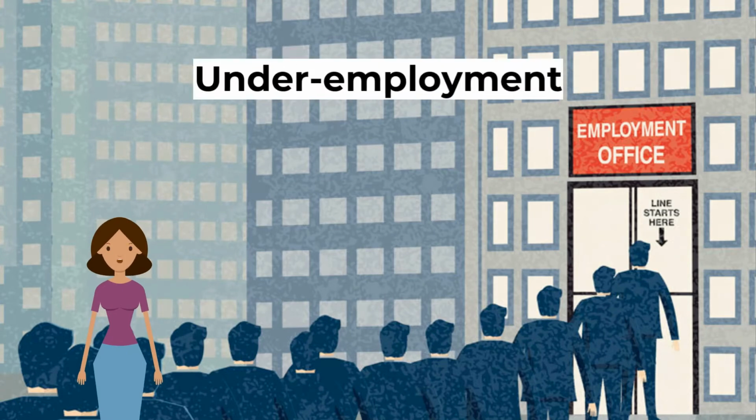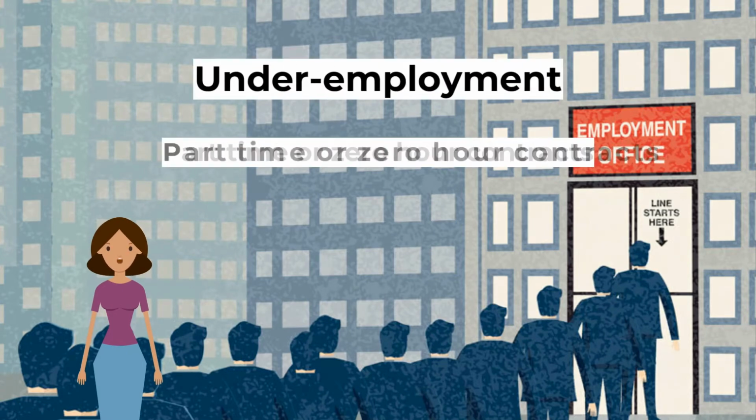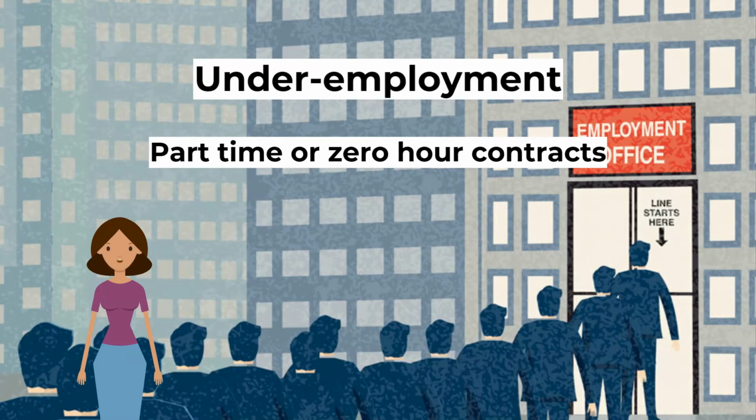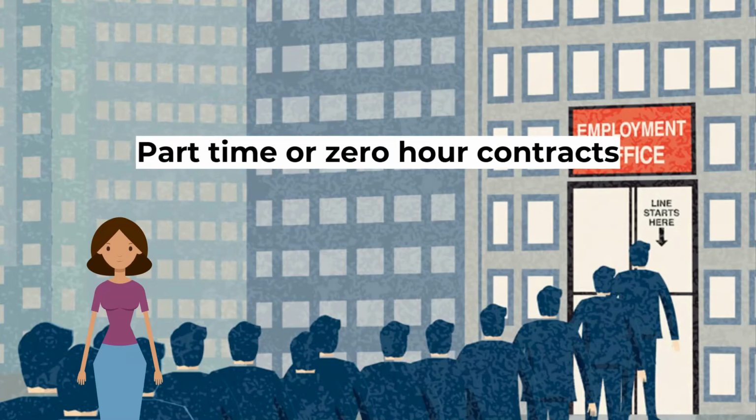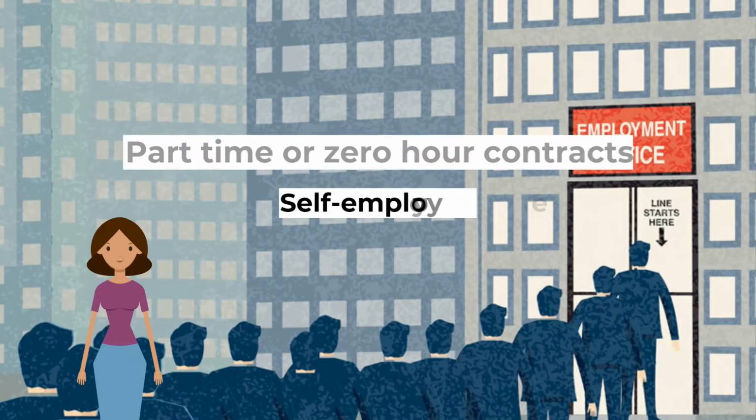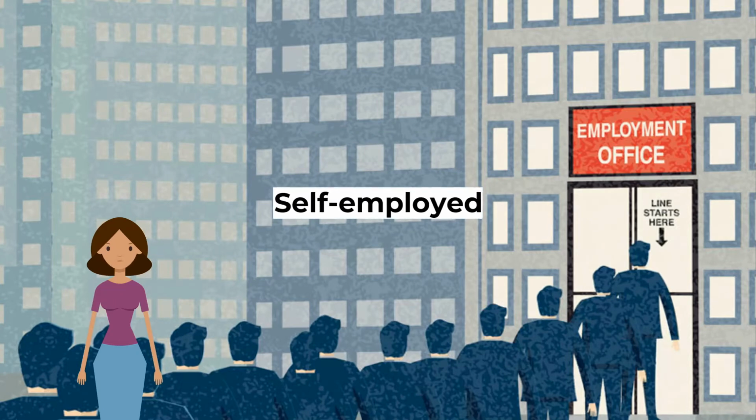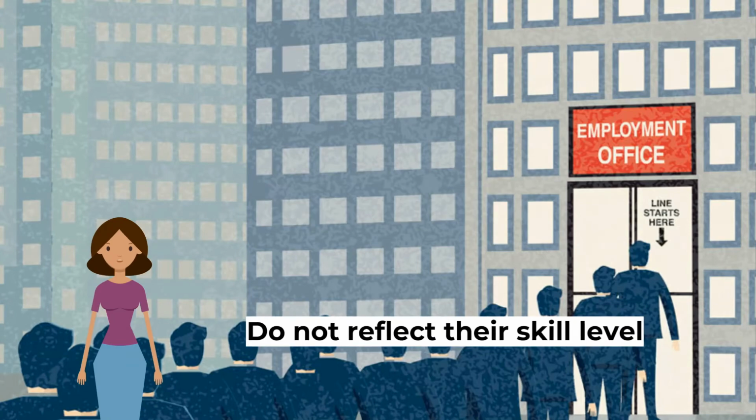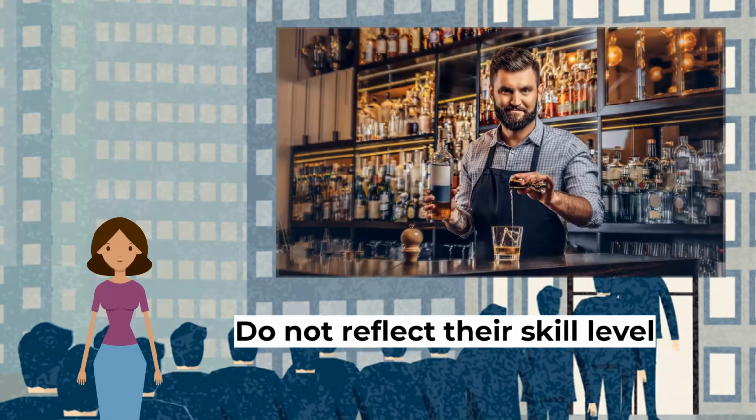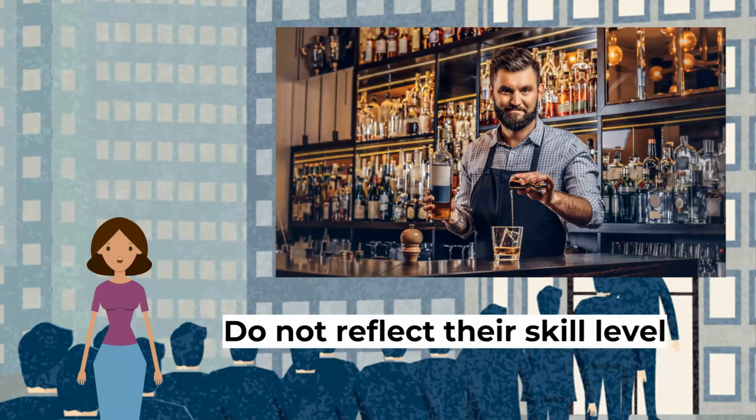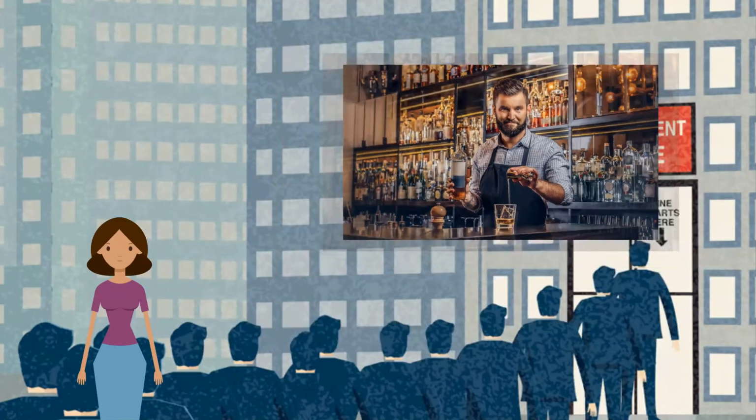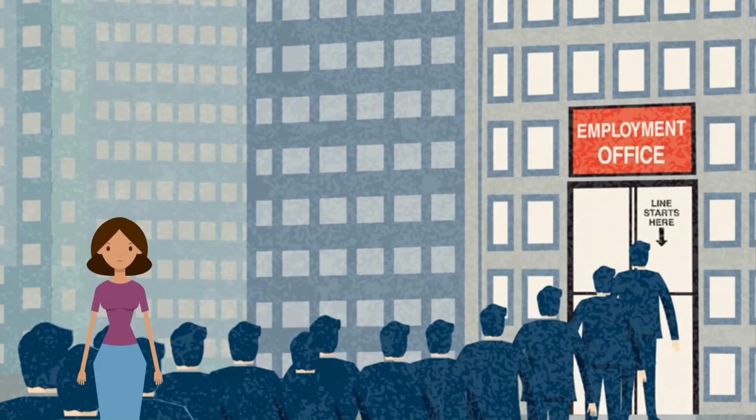How about underemployment? The underemployed are those who are in part-time or zero-hour contracts when they would prefer to be full-time, and people who are self-employed but would rather be employees. It also includes those who are in jobs that do not reflect their skill level, for example, a university graduate that can't find a graduate job so is working as a bartender. The underemployed aren't included in any unemployment statistics.